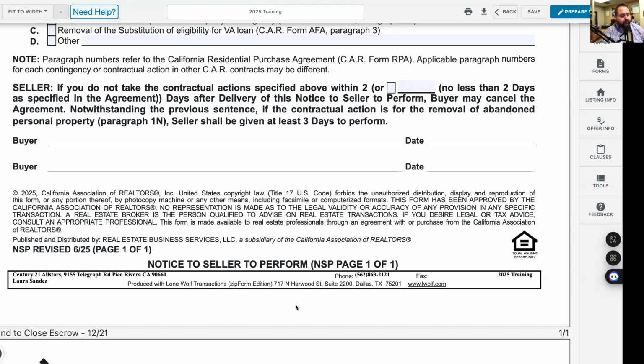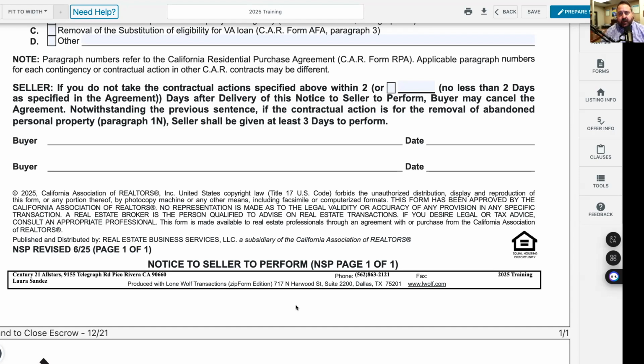So if I'm a listing agent and I'm advising my seller, I say, hey, it's day 17, they haven't removed any of their contingencies, here's a notice to perform I'd like you to sign. I'm going to send this to the buyer. Hopefully what this does is give them the nudge they need to take the action they're supposed to, and then we can continue on with this transaction. Okay? So I send it.